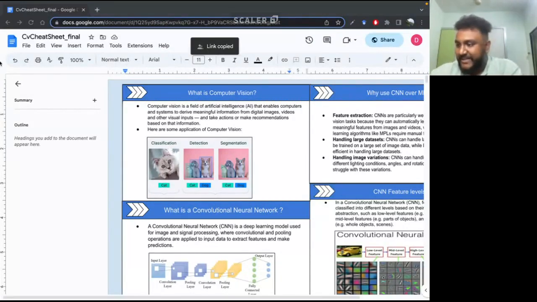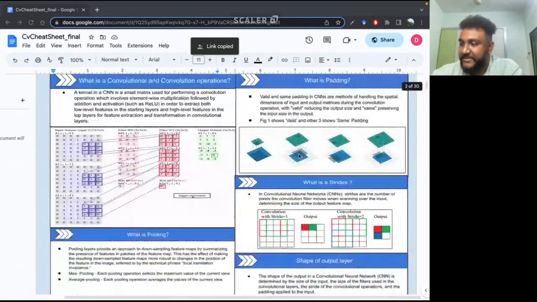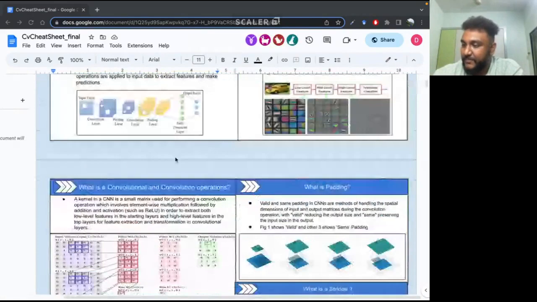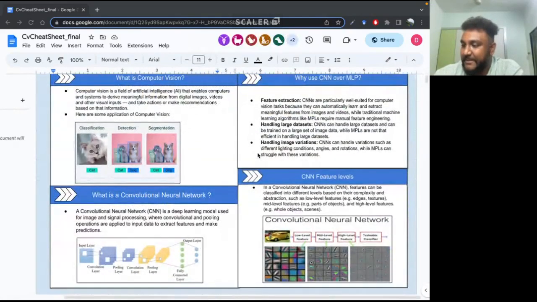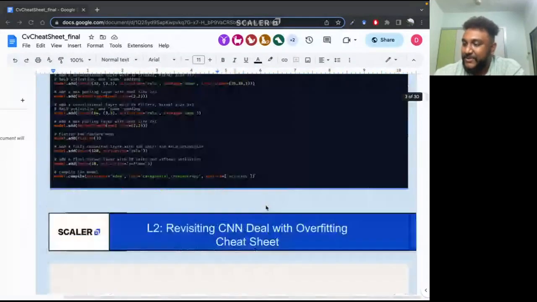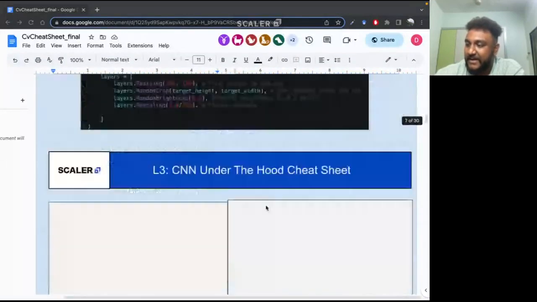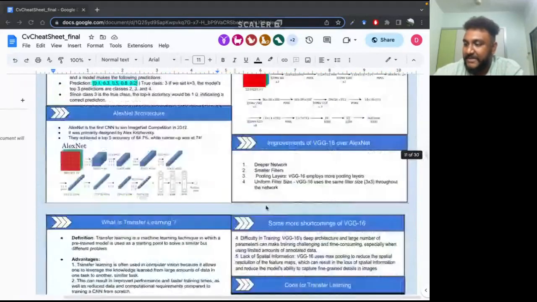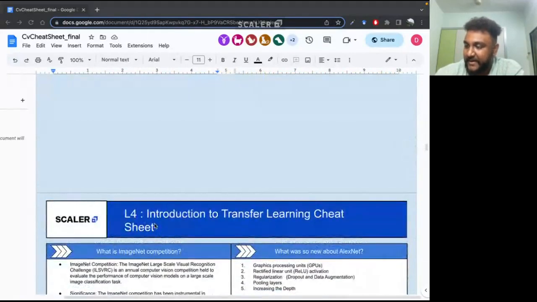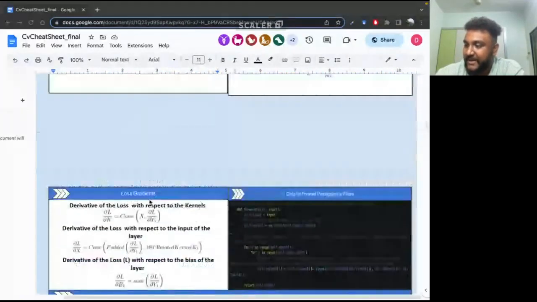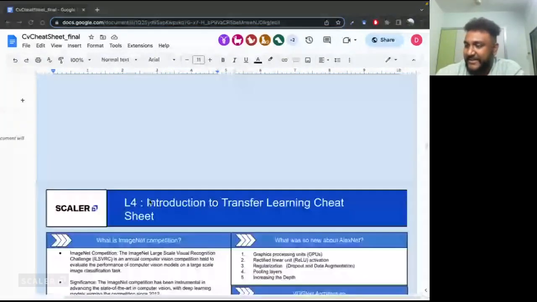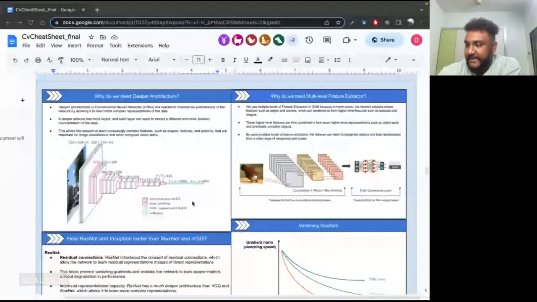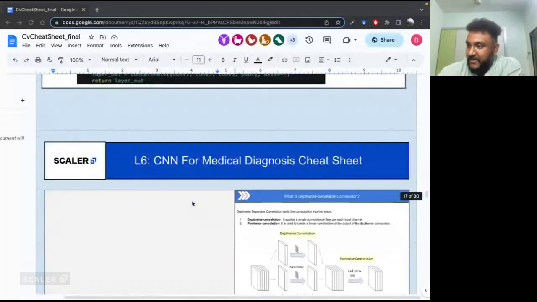According to me, this is the best way to revise computer vision. Every class that we have covered, the main concepts are put here. So what is computer vision? Why use CNN over MLPs? What is CNNs? All this. Each concept that we have studied is present in this cheat sheet. I request you guys to use this cheat sheet to revise concepts. We have also done it lecture wise, so this is for lecture 4, this is for lecture 3. You don't have to go through everything. You can just use this cheat sheet to revise. So please use the cheat sheet from this link to revise. Cool.